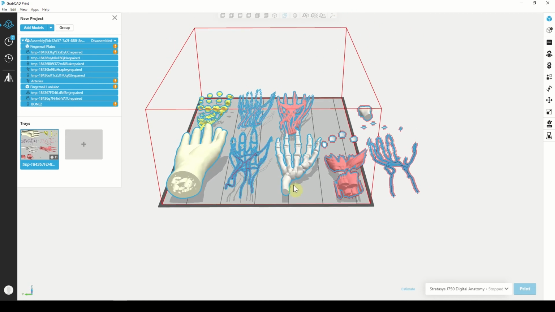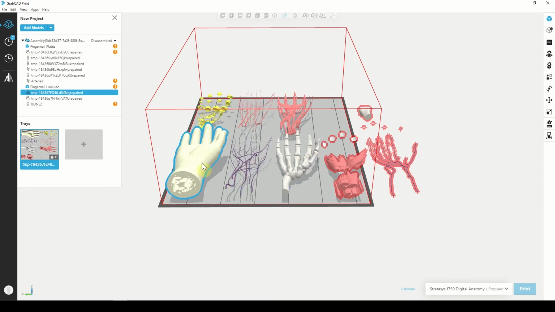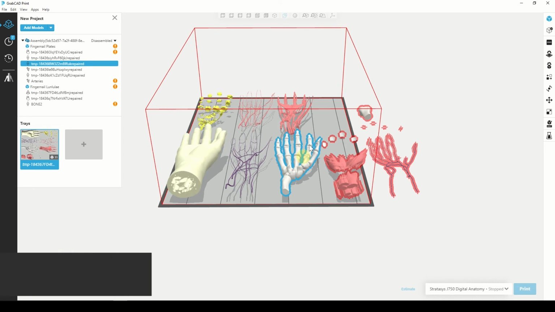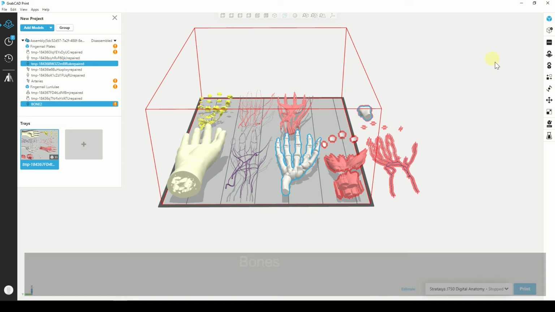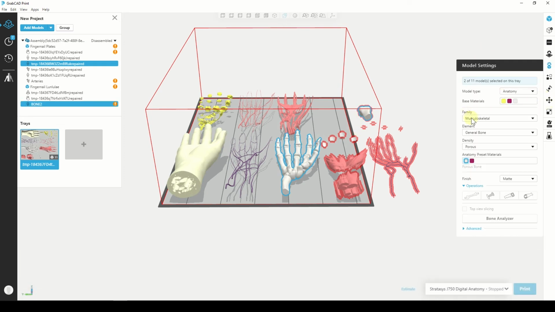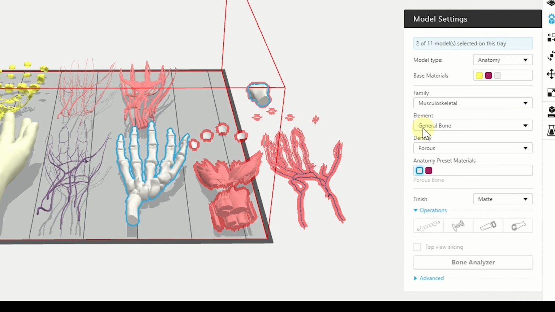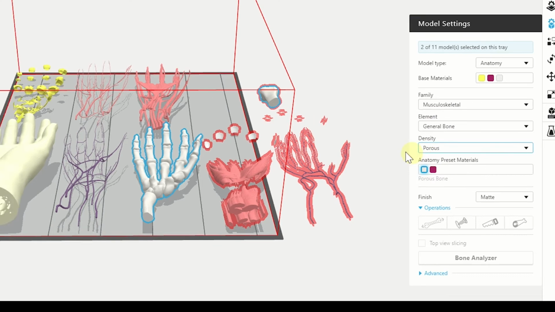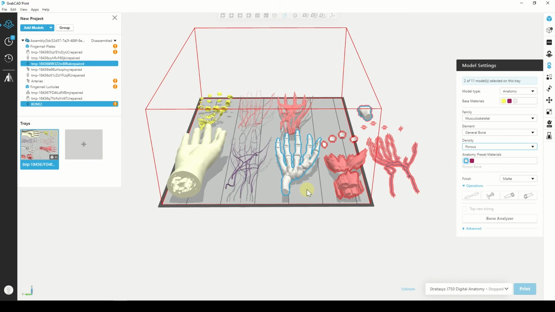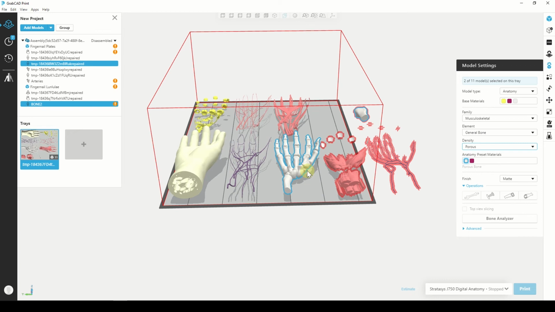We can see that we have the bone, the ligaments, the vessels, the nerves, the muscles, and the fatty tissue part, which is the outer part of the hand. So let's start from the inside. We have here the bone parts, which consists of the musculoskeletal family, the general bone element, and the density that we have 3 of them. I chose the porous one. This preset consists of a Vero pure white and bone matrix in a Perlin structure.